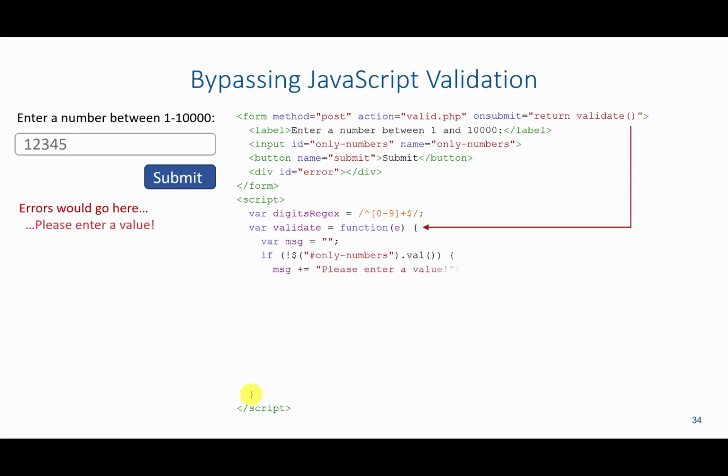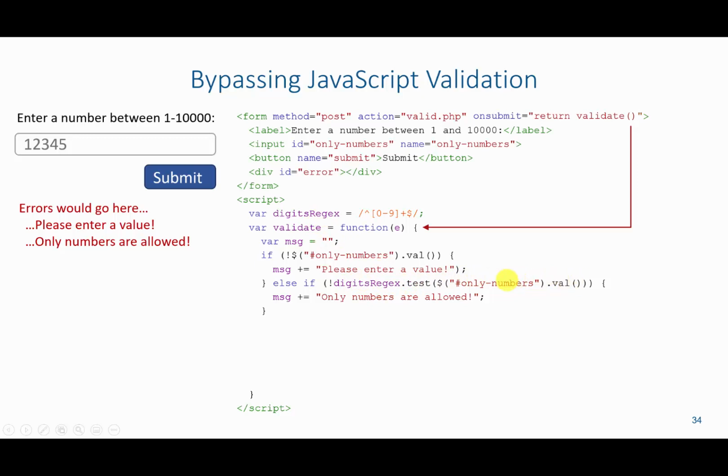So what is it going to do? It's going to start with a blank message, and then it's going to say if there is no value for the only numbers text box, then we will have a message that says please enter a value. So it would appear as you can see here. Otherwise, we are going to do a digits regex test. So we're going to test if the value from the only numbers text box matches the digits regex that we've defined up here. If not, we're going to have a message that says only numbers are allowed.